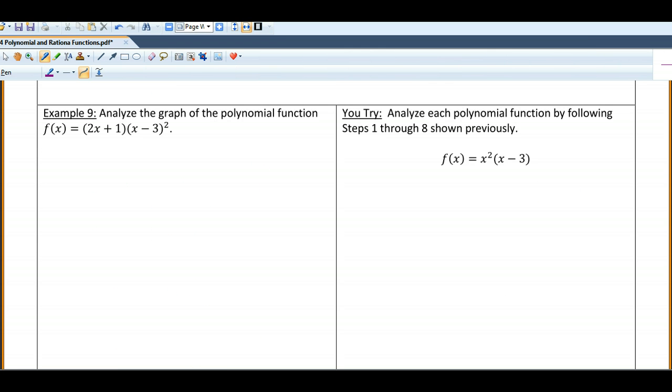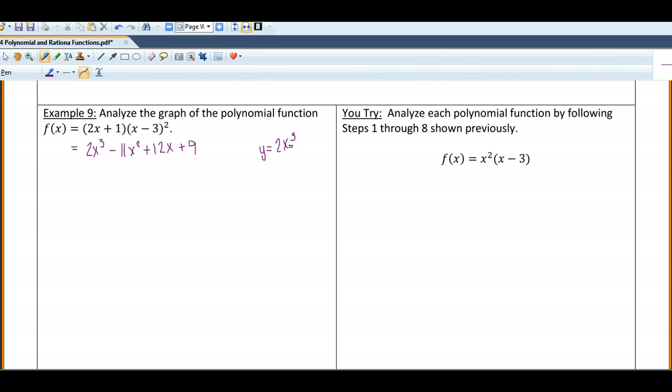Alright, so let's do it. Analyze the graph of the polynomial function. So first thing, let's take a look at the end behavior. I trust you all know how to FOIL, so I'll just tell you what this FOILs out to be. If you FOIL this out, you end up with 2x cubed minus 11x squared plus 12x plus 9.